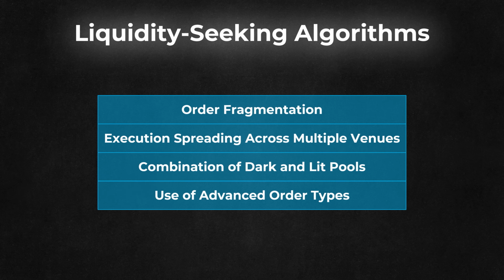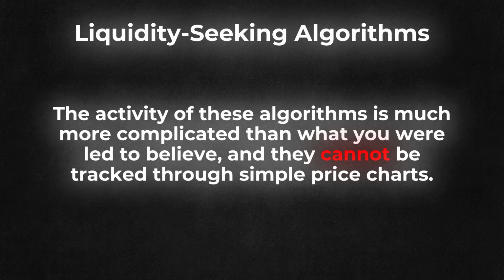They can use a combination of dark and lit pools to optimize execution, and also advanced order types such as iceberg orders. When ICT traders hear the expression liquidity-seeking algorithm, a light bulb immediately lights up in their heads. The activity of these algorithms is much more complicated than what you were led to believe, and they cannot be tracked through simple price charts. Even with order flow tools such as order book and the depth of market, the liquidity-seeking algorithms can easily obfuscate the real intention of market players. I talked a little bit more about that in my order flow course here on YouTube.